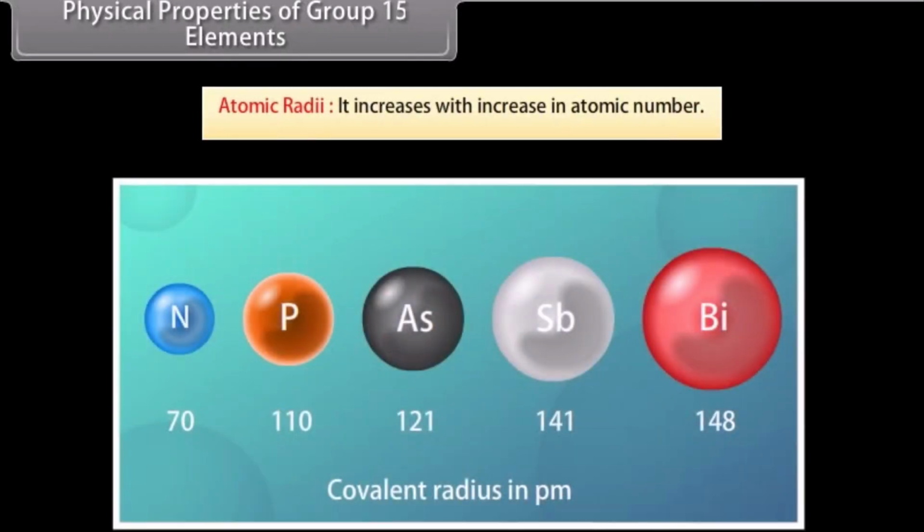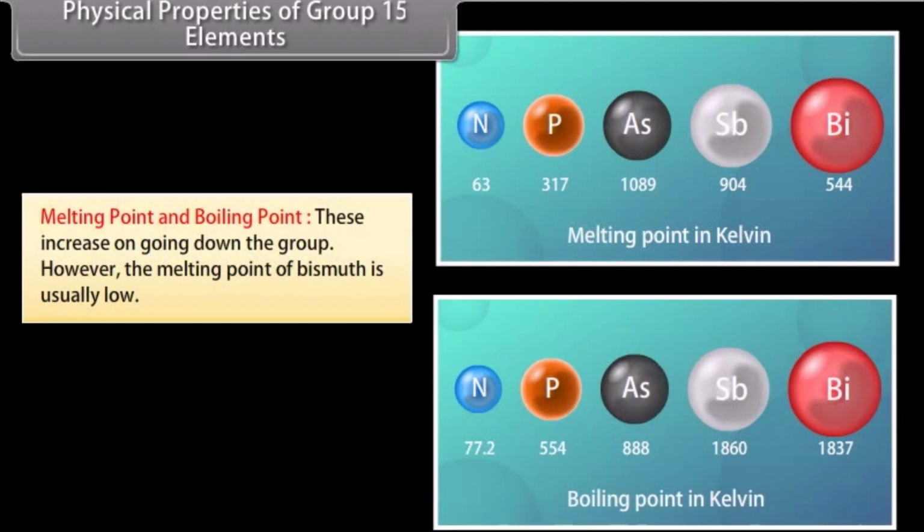Physical properties of group 15 elements. Atomic radii. It increases with increase in atomic number. Melting point and boiling point. These increase on going down the group. However, the melting point of bismuth is unusually low. This may be due to more tendency of bismuth to form 3 rather than 5 covalent bonds. Thus, there are weak forces of attraction between their atoms in the solid state, responsible for its low melting point.